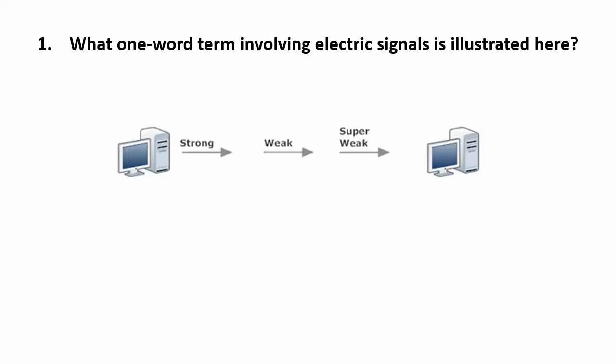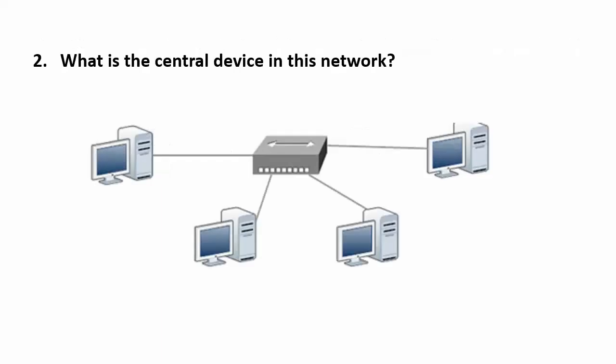Let's go to this question first. What one-word term involving electric signals is illustrated here, where a signal begins as a strong one and then a weak one, using the non-technical term super weak? What one-word term do we use to describe this? It's a term that may just pop up on your exams.